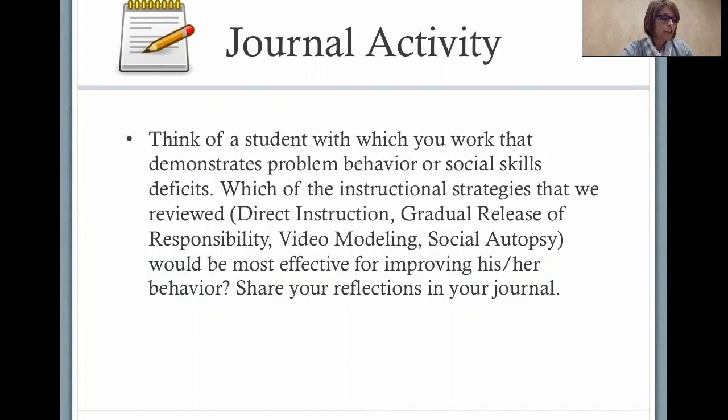For your next journal activity, think of a student with which you work that demonstrates problem behavior or social skills deficits. Which of the instructional strategies that we have reviewed, direct instruction, gradual release of responsibility, video modeling, or social autopsy would be most effective for improving his or her behavior? Share your reflections in your journal. Pause the video now to complete this journal activity.